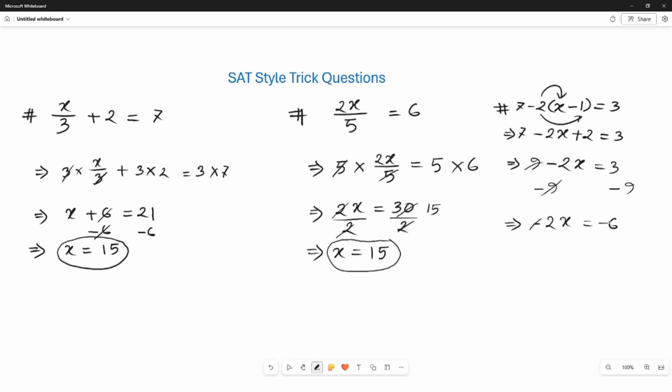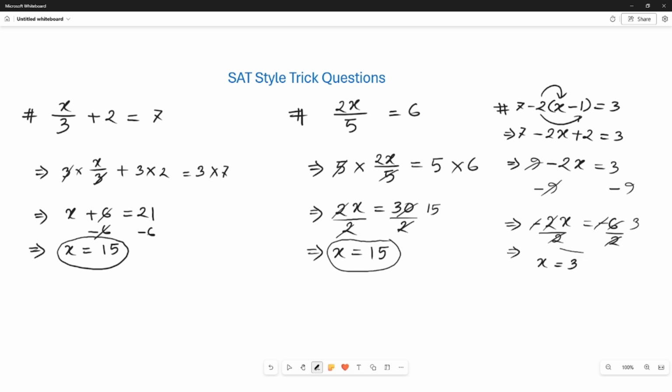So let's now cancel out these negative signs from both sides. Now we can divide both sides by 2, and then we can cancel out both of these 2's. And 6 divided by 2 means 3. So x equals 3.